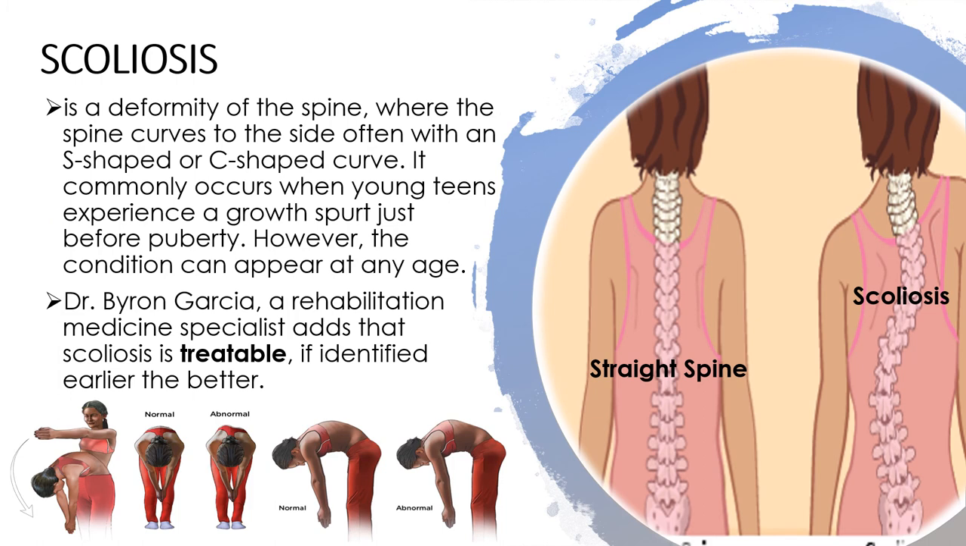Scoliosis. It is a deformity of the spine, where the spine curves to the side, often with an S-shaped or C-shaped curve. It commonly occurs when young teens experience a growth spurt just before puberty. However, the condition can appear at any age. Dr. Byron Garcia, a rehabilitation medicine specialist, adds that scoliosis is treatable. If identified earlier, the better.